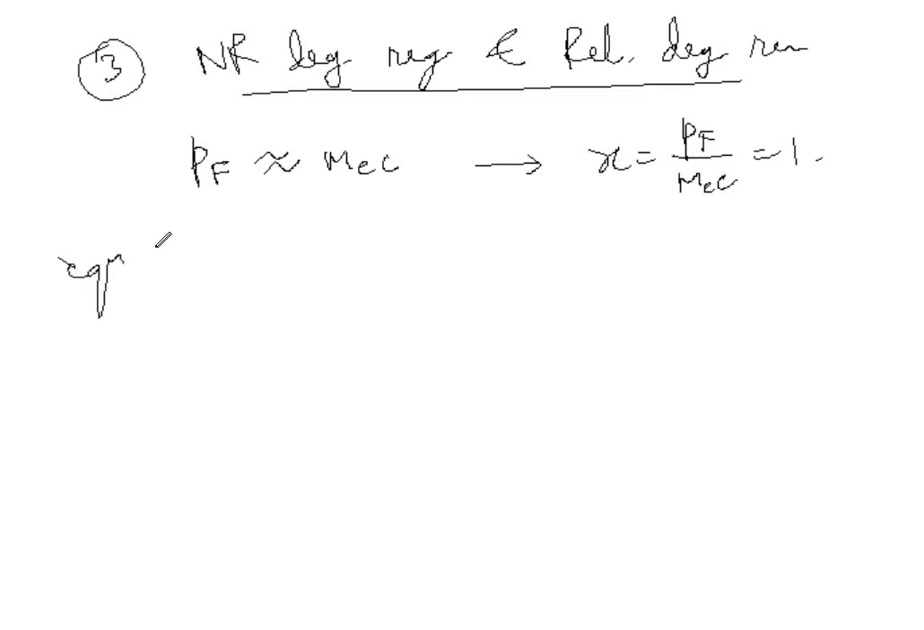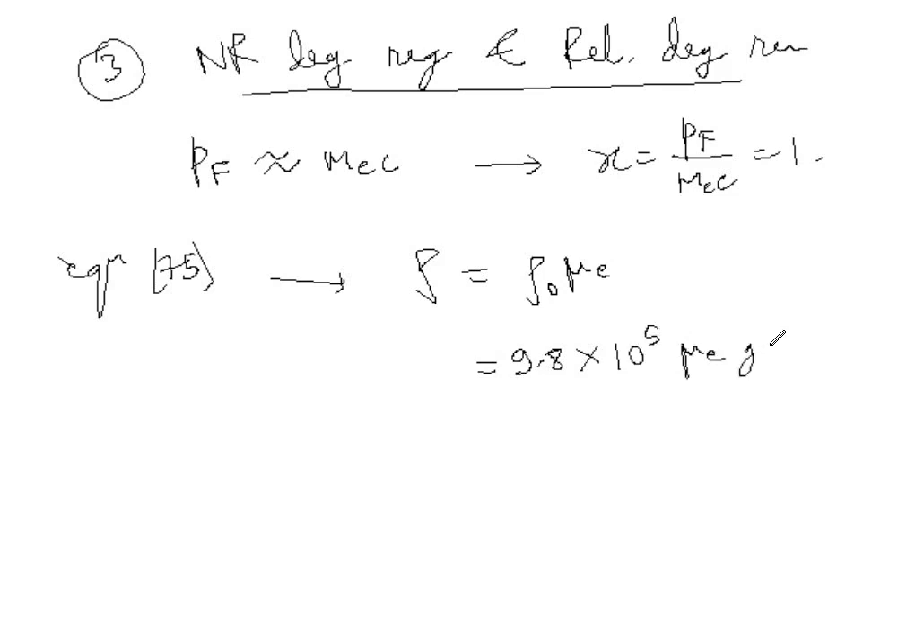Now from equation 75 in the text that we did, we already know from this, since X becomes equal to 1, we have rho is equal to just rho 0 into mu E, and if you do the calculation you will find that this is just 9.8 into 10 to the power 5 mu E gram per centimeter cube. So a constant line. Again we will show this in the density temperature plot.